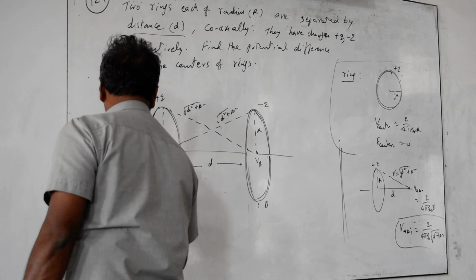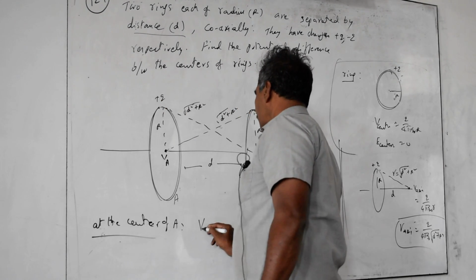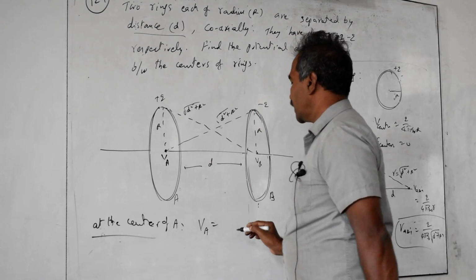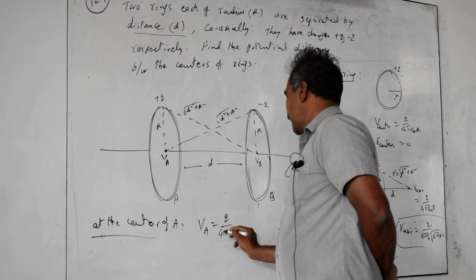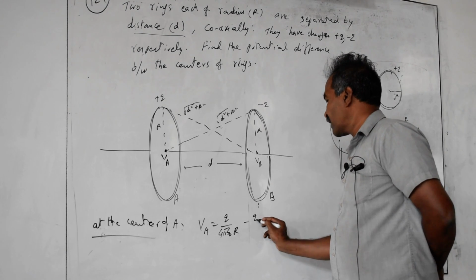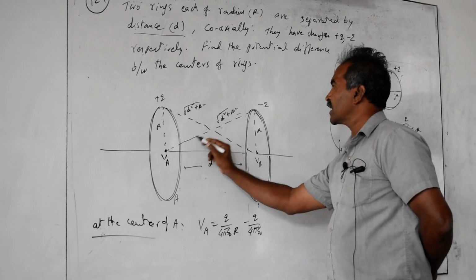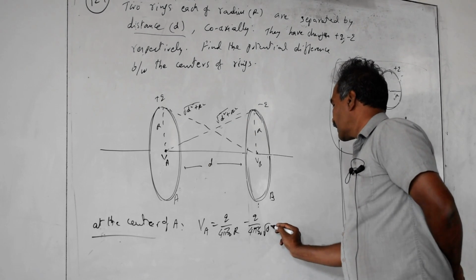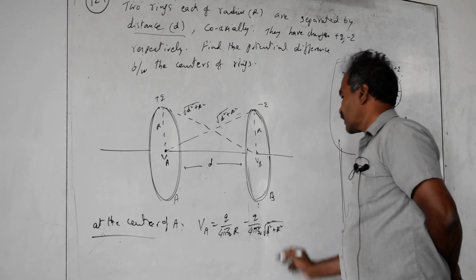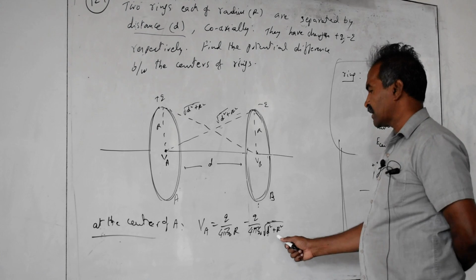At the center of A, VA is equal to, because of this charge only, Q by 4 pi epsilon naught into R, and because of the other ring the charge is minus Q by 4 pi epsilon naught into this distance. The distance from the other ring is under root of D square plus R square. You can take the common term out, or later also we can do it, since we need to find the difference.